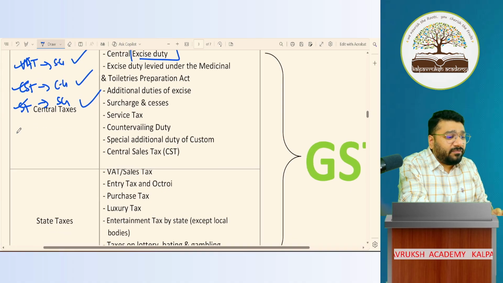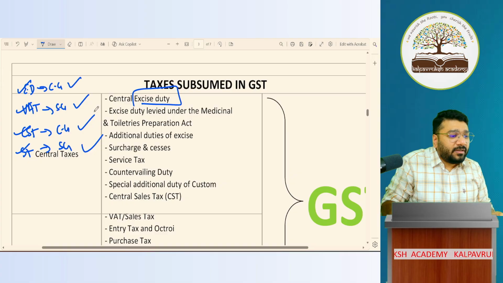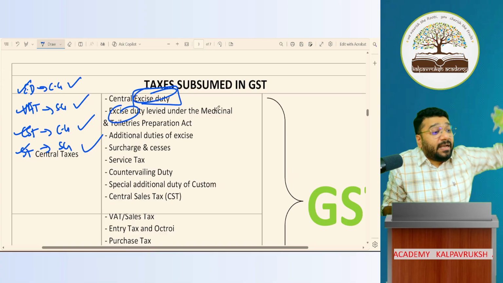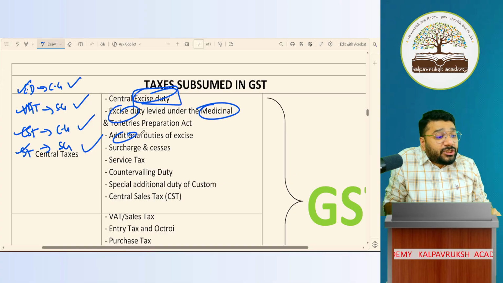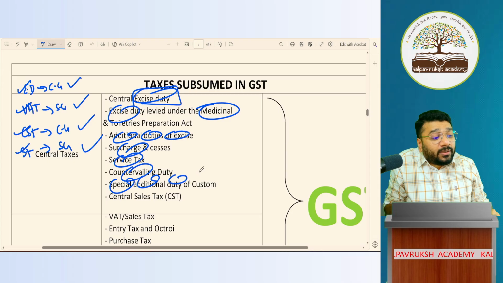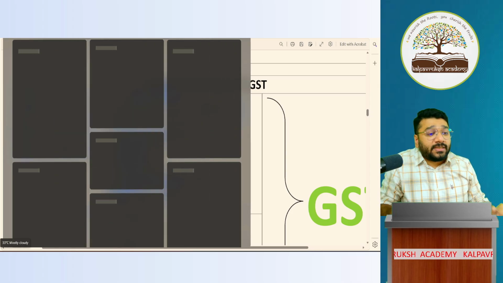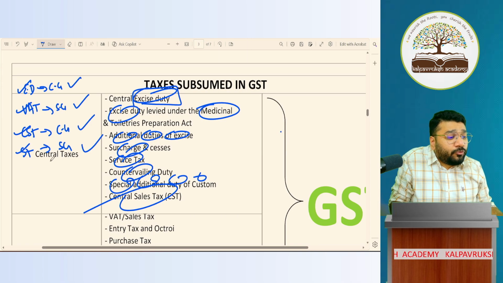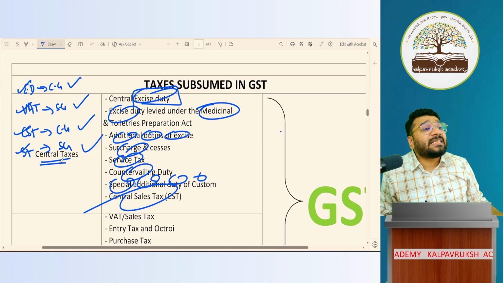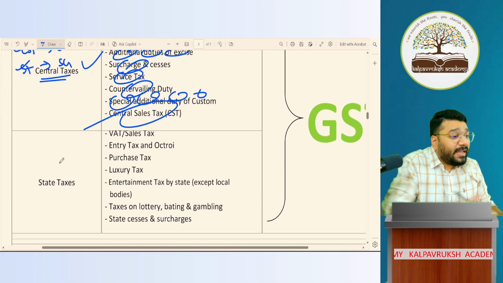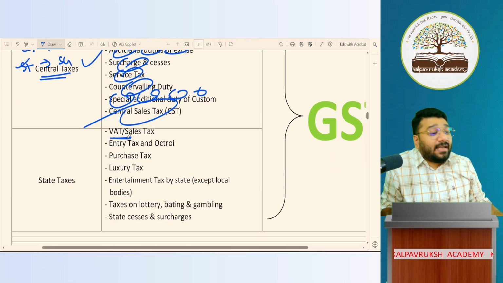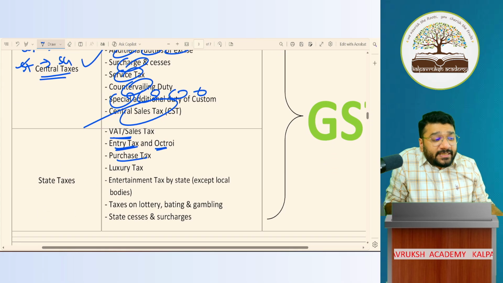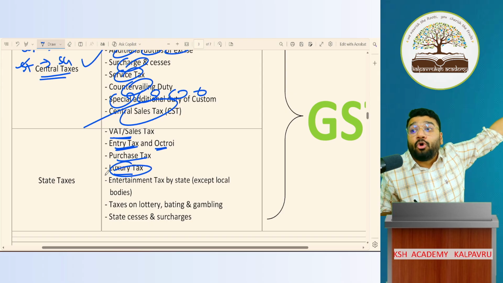Like that, we have so many types of tax. Excise duty separately for medicines, additional duty of excise, surcharge, service tax, countervailing duty, special additional duty on customs, CST. All these taxes we used to pay to whom? Central government. Central tax is paid to the central government. Apart from that, VAT is paid to whom? State government. Entry tax, octroi duty, purchase tax, luxury tax. Luxury tax is on the hotel business.